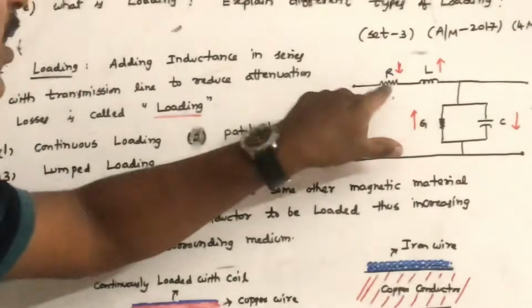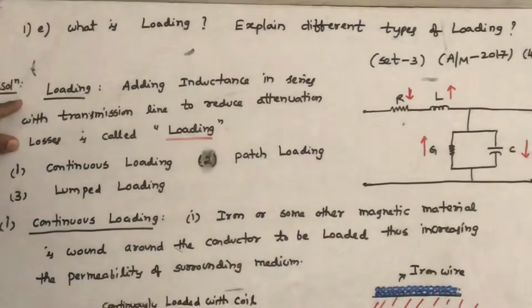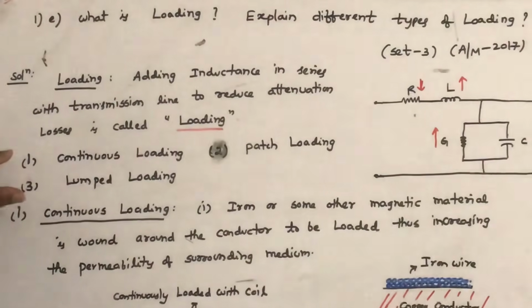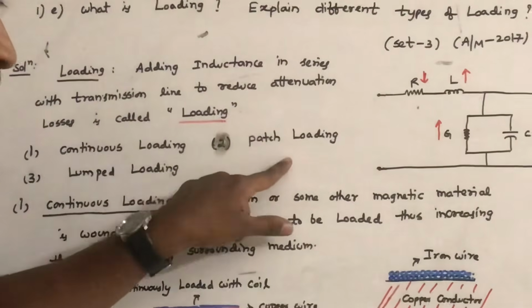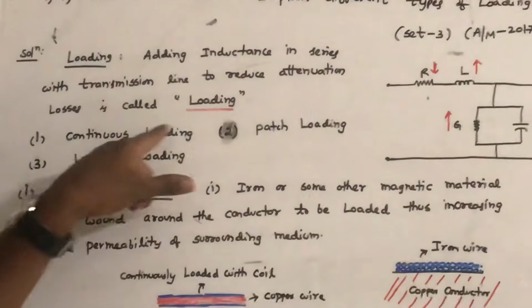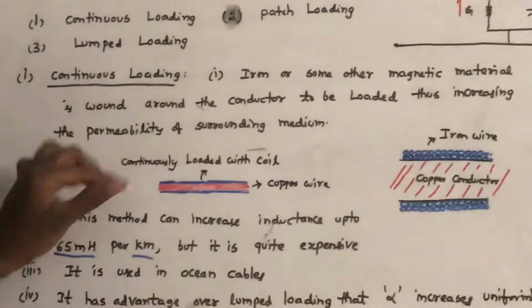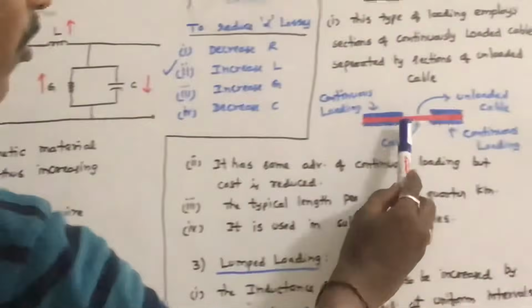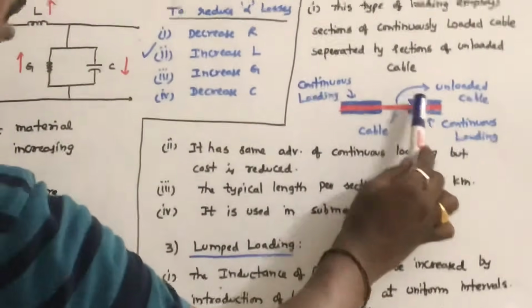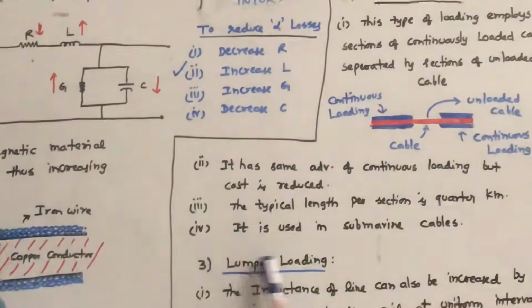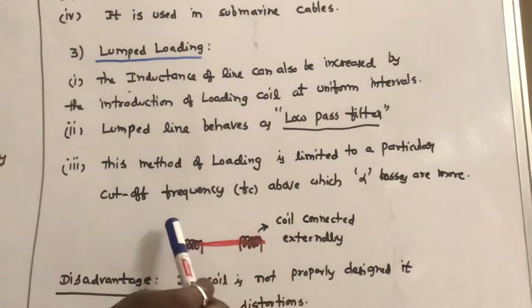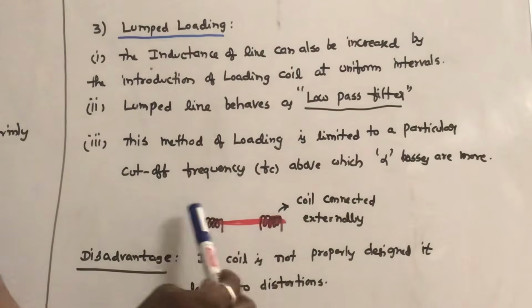So what is loading? Adding inductance in series with the transmission line to reduce attenuation losses in the cable is called loading. What are the types of loading? Continuous loading, patch loading, and lumped loading. In continuous loading, the cable is loaded over the entire length of the cable. In patch loading, continuously loaded cable is followed by unloaded cable, again continuously loaded cable. In lumped loading, a wire coil is added externally at regular intervals to reduce attenuation losses in the cable.